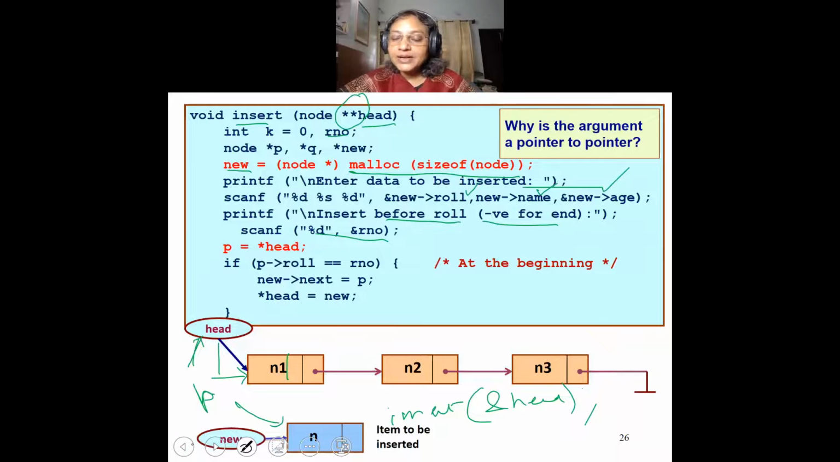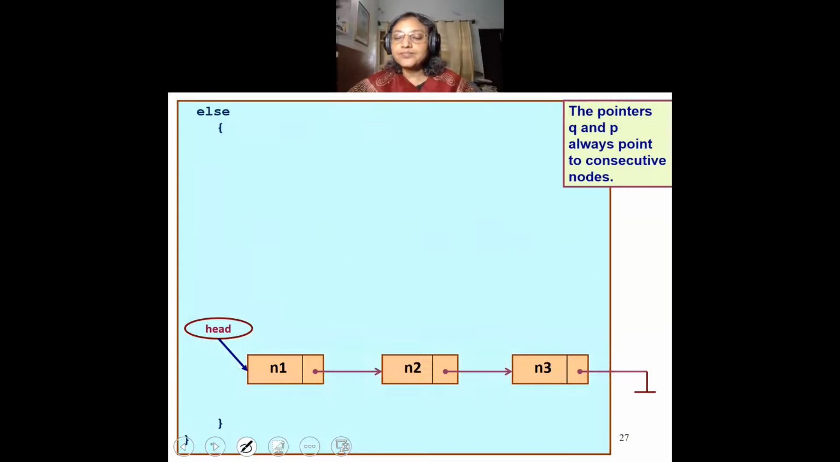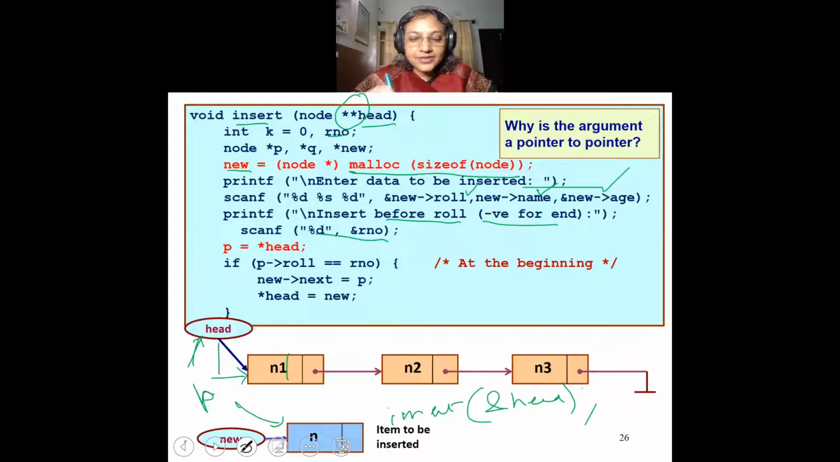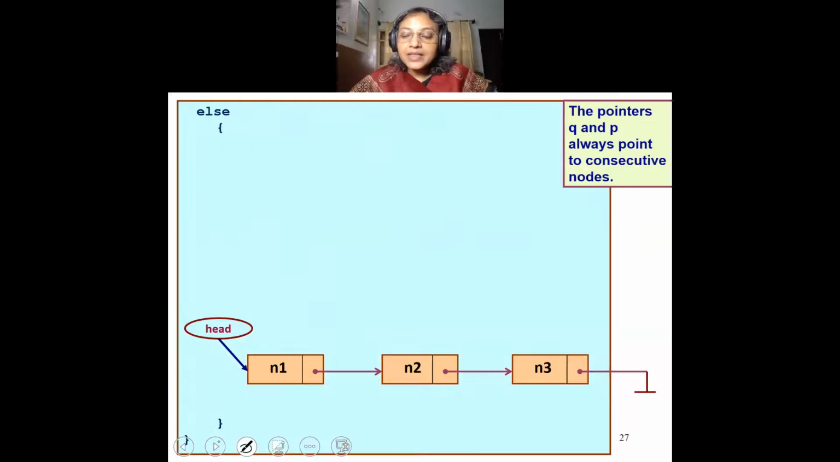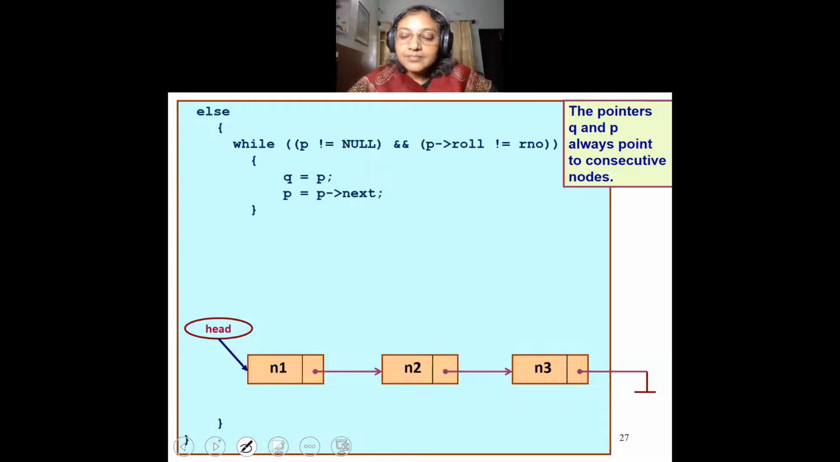So we have already explained why this argument is a pointer to pointer, because we want to pass the address of the variable which stores the address of the first element of the list. Now, we'll look at the else case. The first case was when the first element contained the roll number. Otherwise, we traverse the list and we use two pointers to traverse the list. These two pointers are P and Q, and these pointers Q and P point to consecutive nodes.